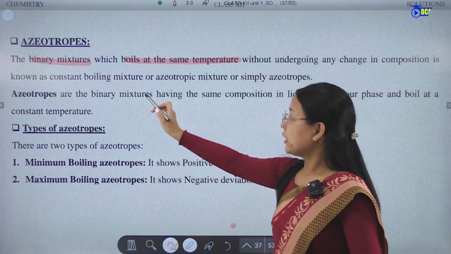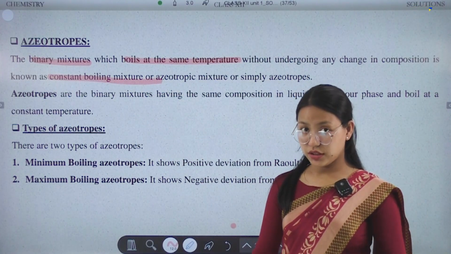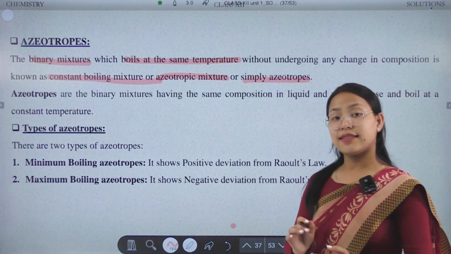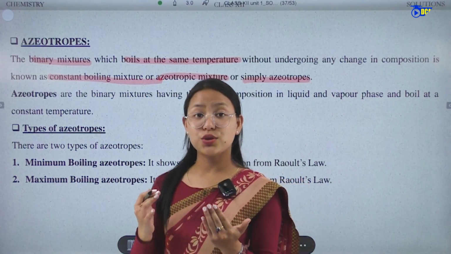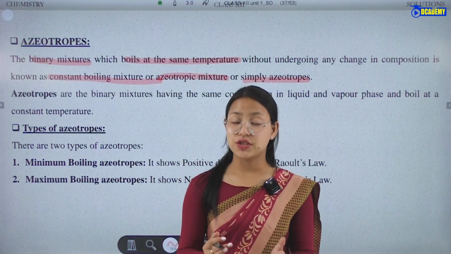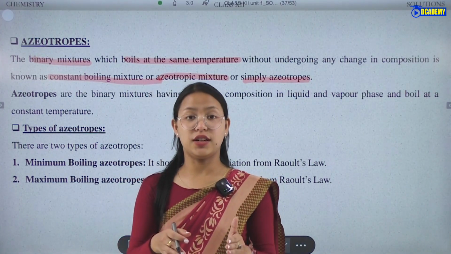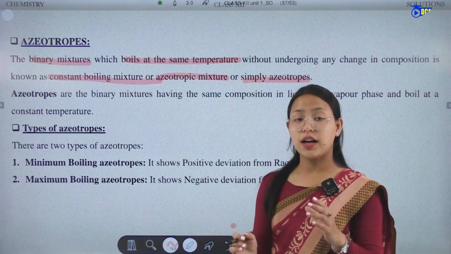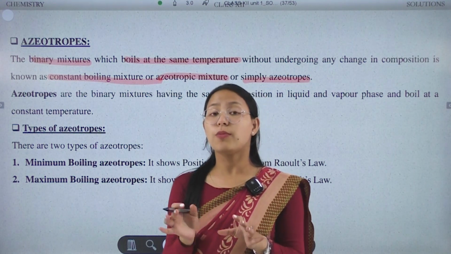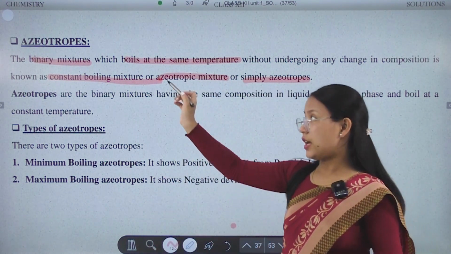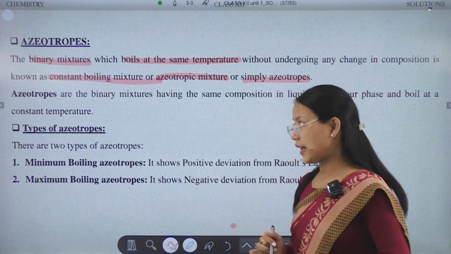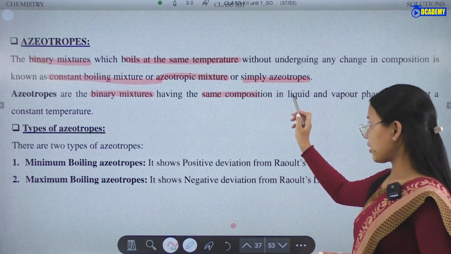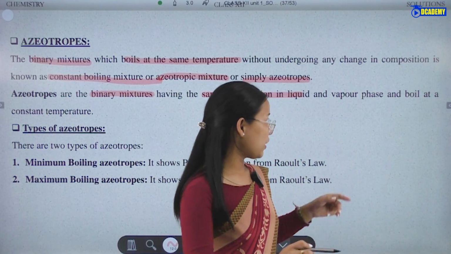Then it will be known as a constant boiling mixture, or azeotropic mixture, or simply azeotropes. That means an azeotropic mixture is a type of mixture in which the components have the same boiling point. When two components with the same boiling point form a binary solution or binary mixture, it will be termed azeotropes.